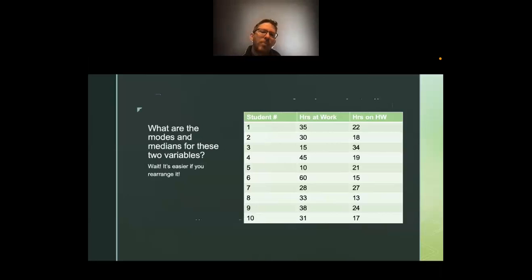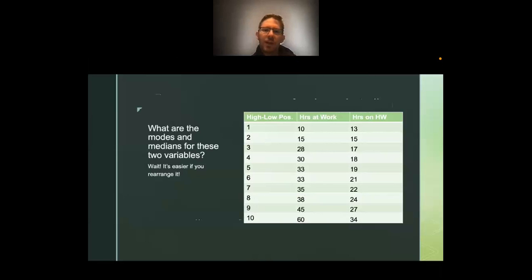So pause this, or wait, first, I'm going to ask you to look at the modes and medians. It's easier to do that when you rearrange it in order of values, so we're going to rearrange them here. You have the lowest values at the bottom and the highest values at the top. So pause the recording right now and try to determine what are the medians and the modes of the hours at work and the hours on homework.